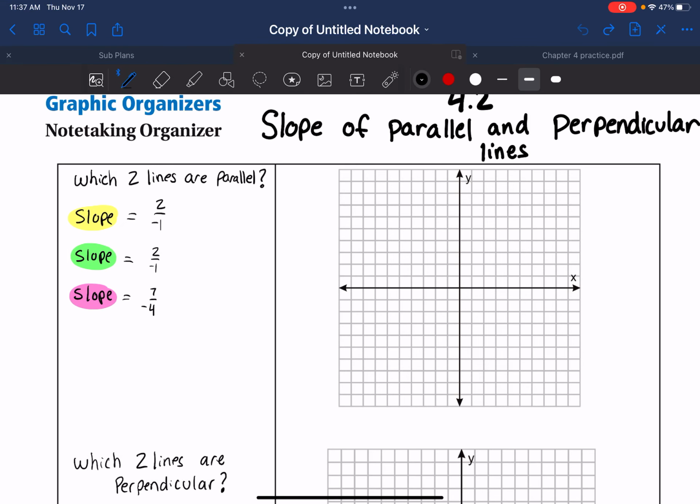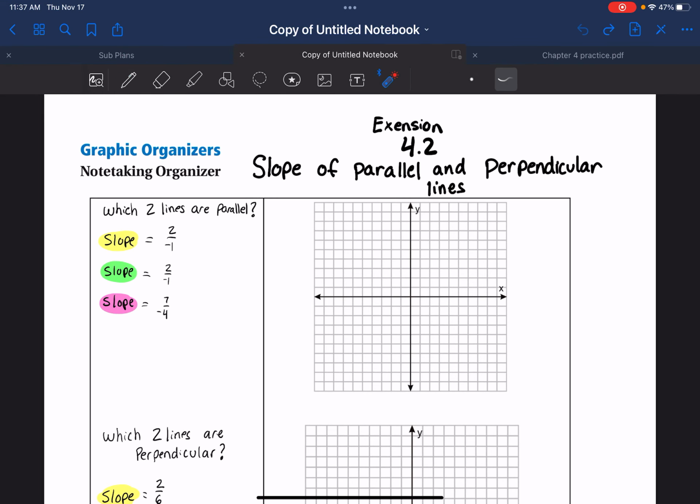Hi 8th graders, today we are going to be going over 4.2 extension. So you're going to need these notes. There will be no bell ringer today, so after these notes you will get a practice page from the substitute teacher and fill that out.